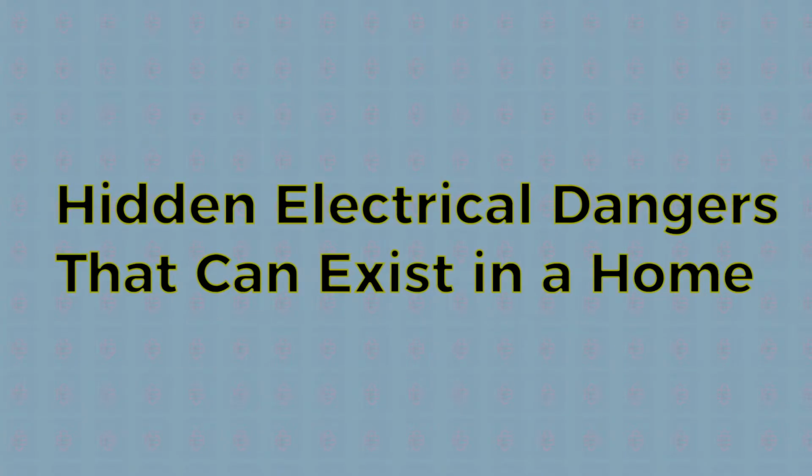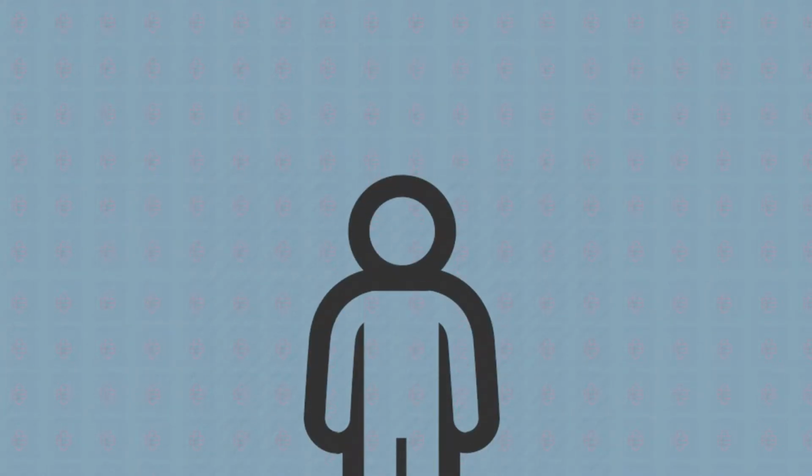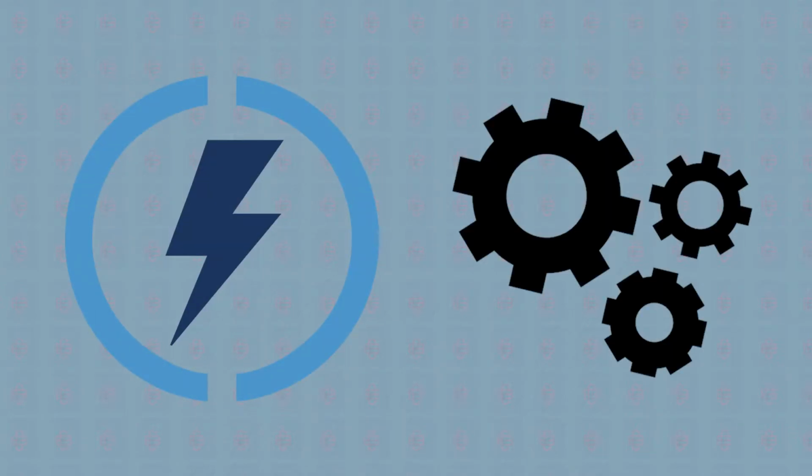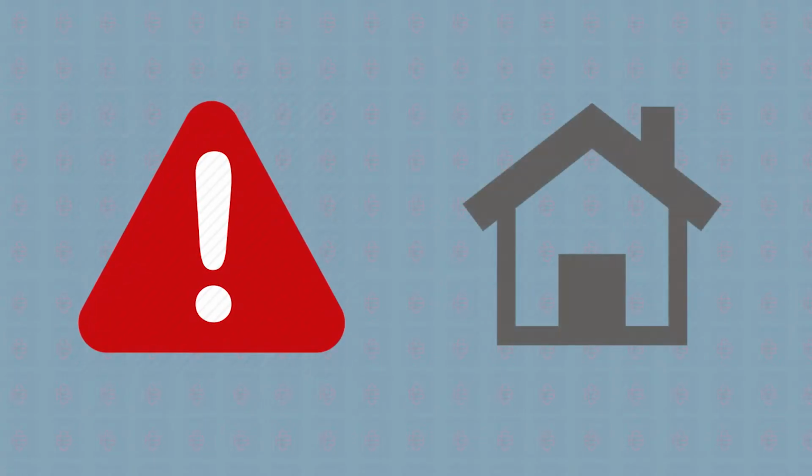Hidden electrical dangers that can exist in a home. Most homeowners and apartment tenants take their electricity for granted. As long as an electric current flows and appliances work normally, you have little reason to wonder how safe your wiring is. Electrical systems are subject to wear and tear like any other. However, small issues left undetected can become hidden dangers that threaten the value of the home or, in the worst case, the safety of its inhabitants.